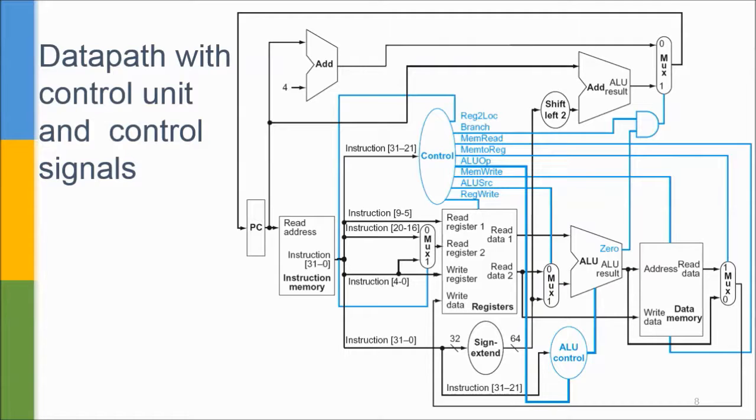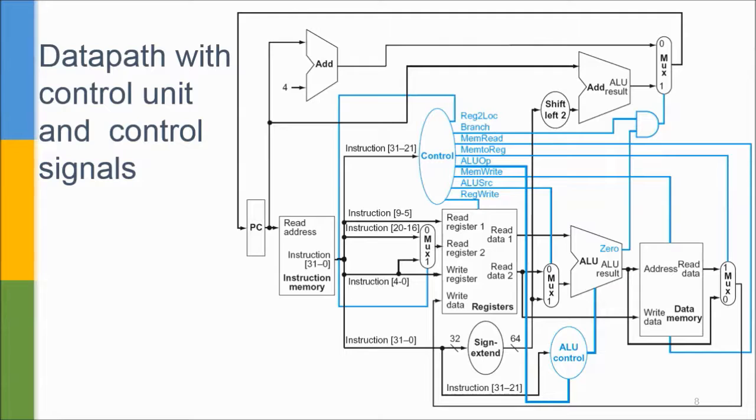In this simple data path and control unit figure, the input to the control unit is the 11-bit opcode field from the instruction. The output of the control unit consists of three 1-bit signals that are used to control multiplexers: REG to LOC, ALU SRC and MEM to REG. Similarly, three signals for controlling read and write in the register file and data memories are REG write, MEM read and MEM write.